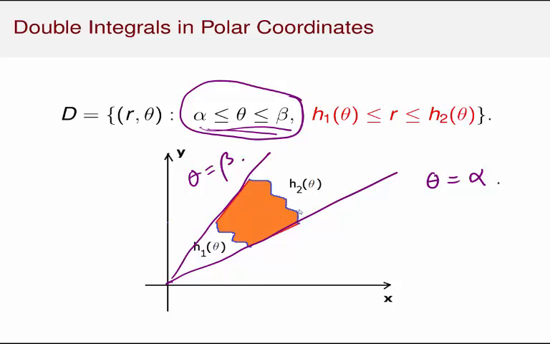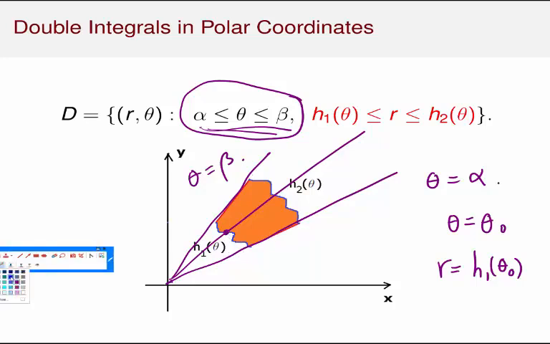Right, so let us now look at what happened to the variable r for a fixed ray between alpha and beta. So suppose we have a fixed angle, let's say theta naught. Let's look at the equation theta equals theta naught. In other words, let's look at a ray between the lower and upper bound for theta. The variable r will start from h1 of theta naught. So we're going to have a circle of radius h1 of theta naught. And let's suppose h1 of theta naught is somewhere here.